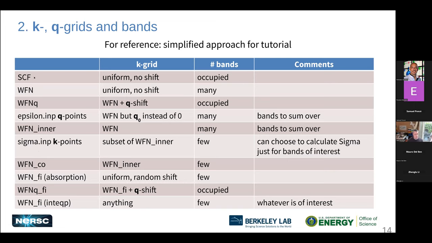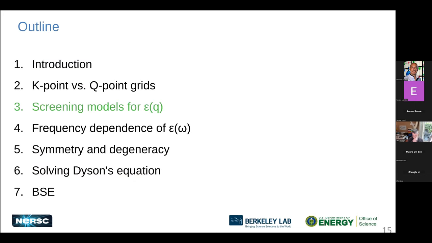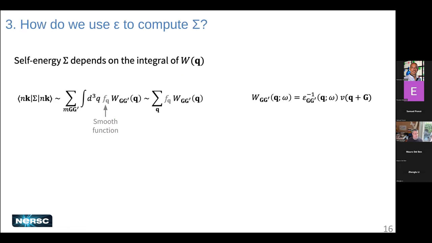So far what we've seen is, the simplest thing to do is to run your DFT on a uniform grid with no shift. And then you construct WFN on that same grid. And then WFNQ will be on that grid with a small Q shift. And you actually only need the valence or the occupied states for that Q shifted grid. Okay, so let's talk about the difference between semiconductors and metals, and why there's a little bit of nuance or subtlety to those calculations.